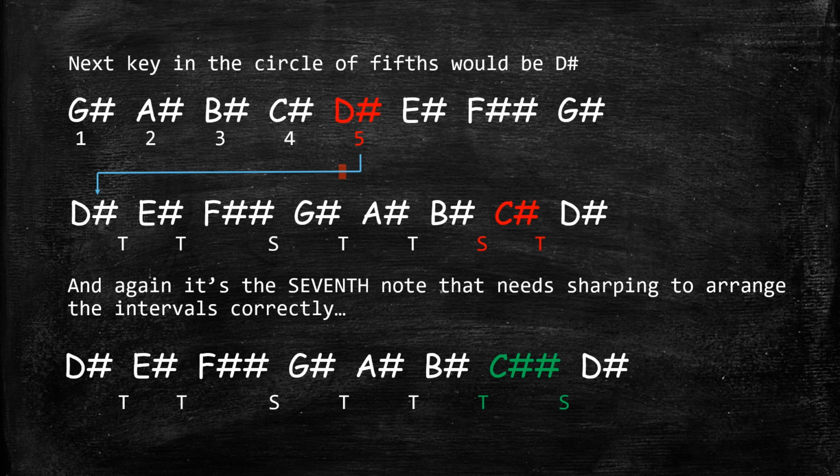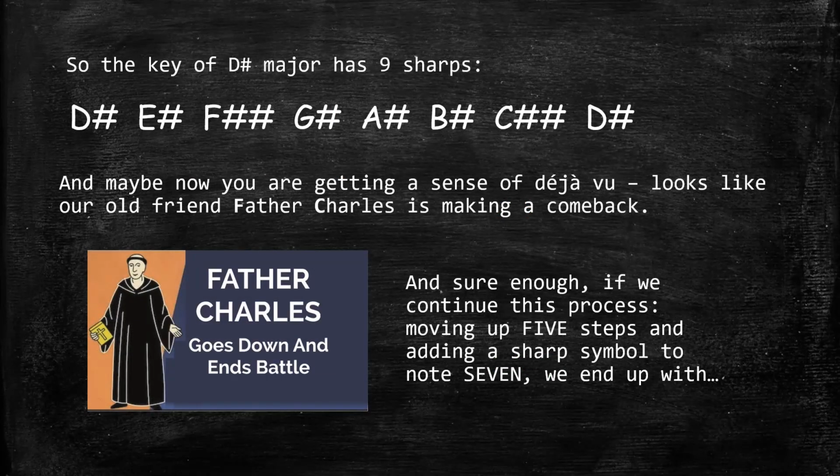Next key in the circle of fifths would be D sharp. G sharp, A sharp, B sharp, C sharp, D sharp is note 5. And again, it's the 7th note that needs sharping to arrange the intervals correctly. D sharp, E sharp, F double sharp, G sharp, A sharp, B sharp, C double sharp, D sharp gives us tone, tone, semitone, tone, tone, tone, semitone. So the key of D sharp major has 9 sharps. And maybe now you're getting a sense of déjà vu. Looks like our old friend Father Charles is making a comeback.